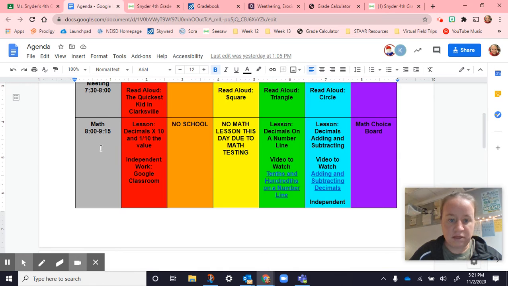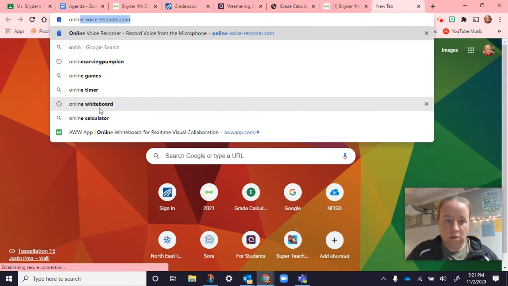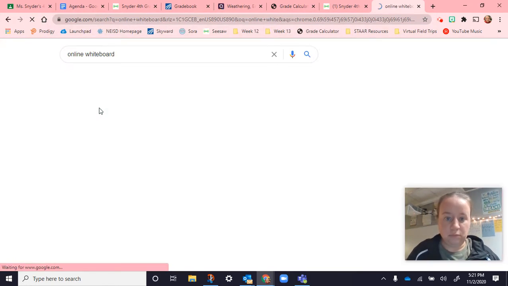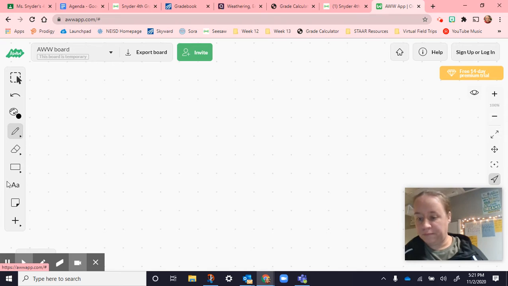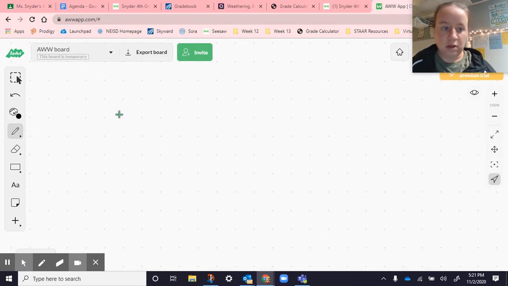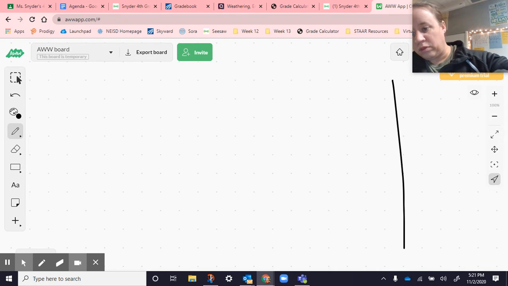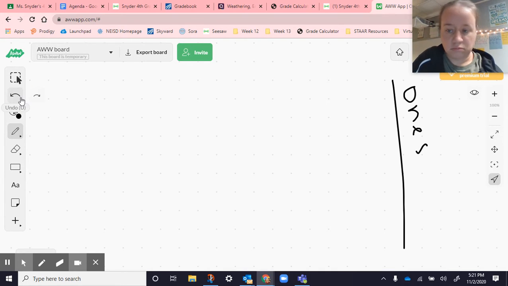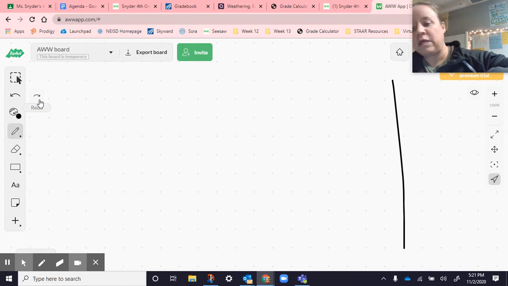Today in math, we did a lesson on times 10 and 1/10 the value. And so we made a place value chart. With our place value chart, we started with the decimal, so we had the hundreds.